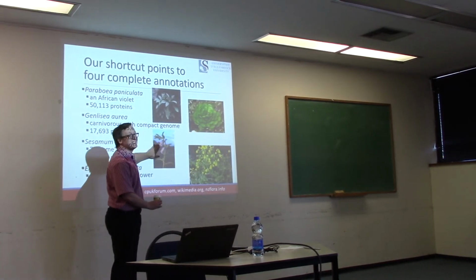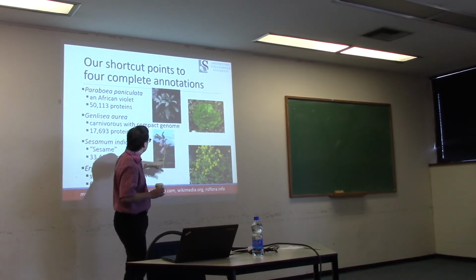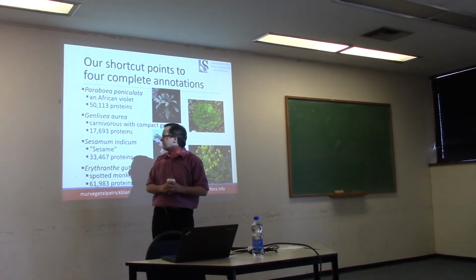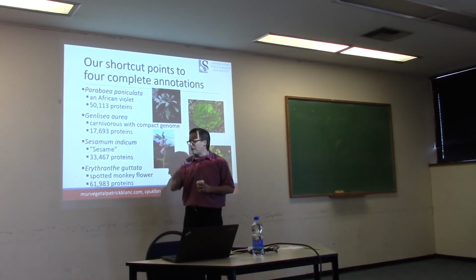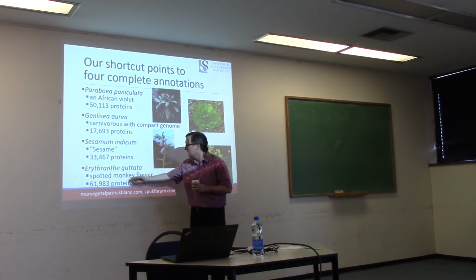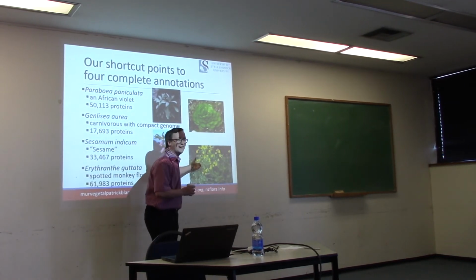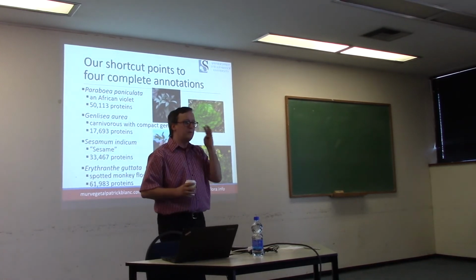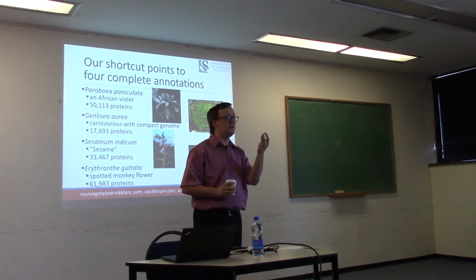Then we get down to Sesamum indicum. I have some on my hamburger buns, so therefore I should include it in the database, definitely. I think Sesame is probably going to have a pretty good annotation. I just believe this. And finally, we have Erythranthe guttata, the monkey flower.